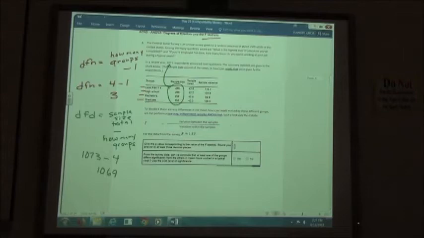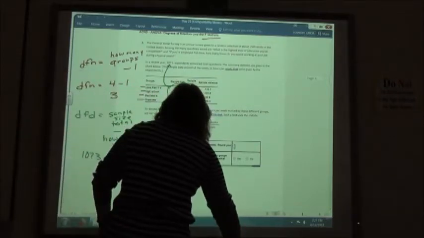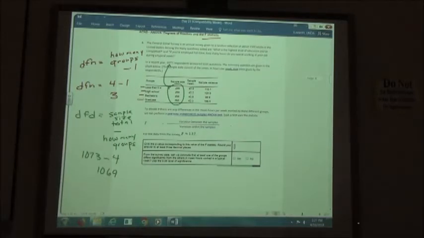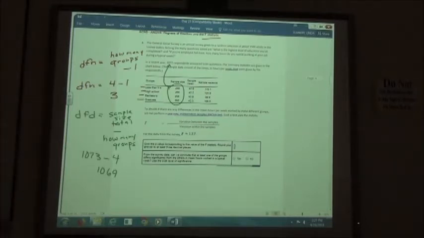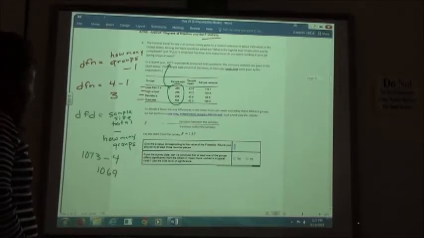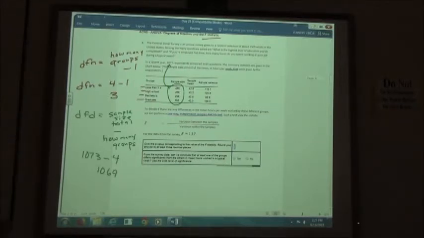So on here, it says, the General Social Survey is an annual survey given to a random selection of about 1,500 adults in the United States. Among the many questions asked are, what is the highest level of education you've completed? And if you're employed full-time, how many hours do you spend working at your job during a typical week? In a recent year, 1,073 respondents answered both questions. The summary statistics are given in the chart below. The sample data consists of the times in hours per week that were given by the respondents.